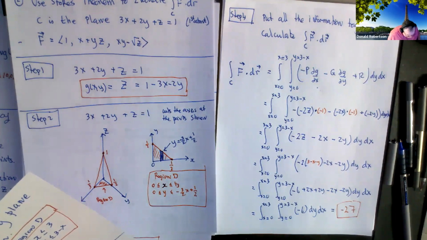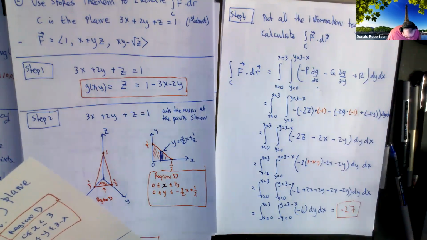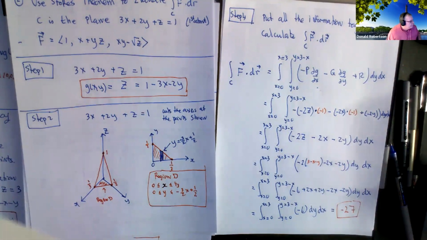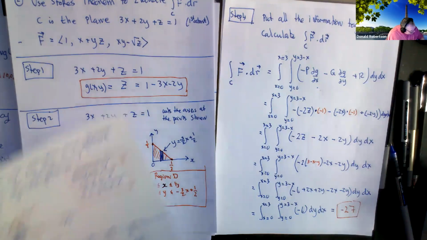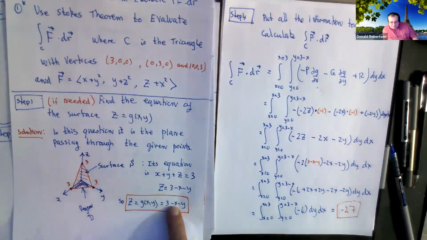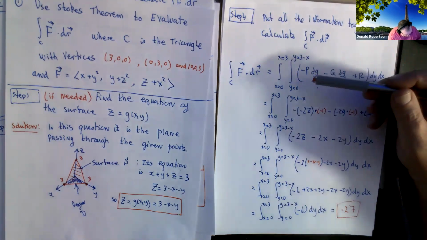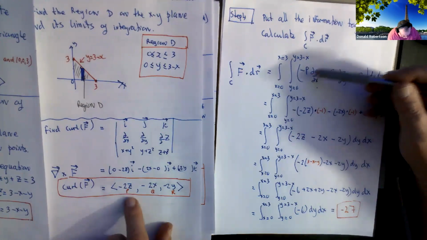Does that say -1? Oh, because I'm looking at the wrong one. There we go. There we are. -1 comes from here. So let's do it again.